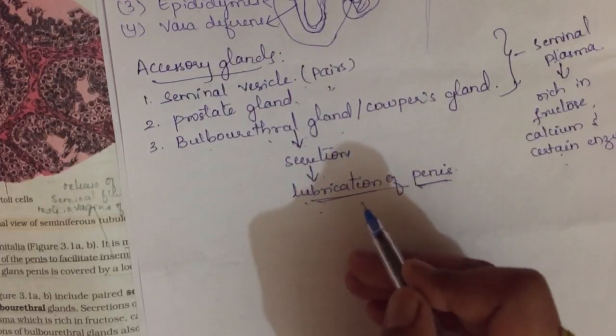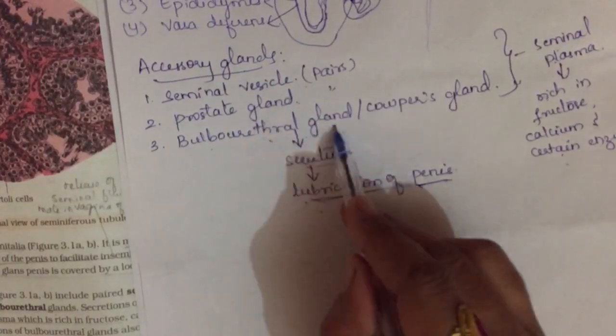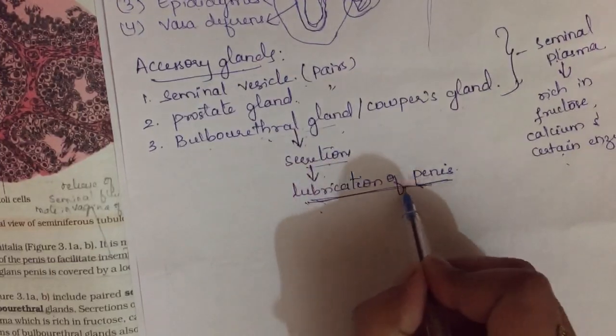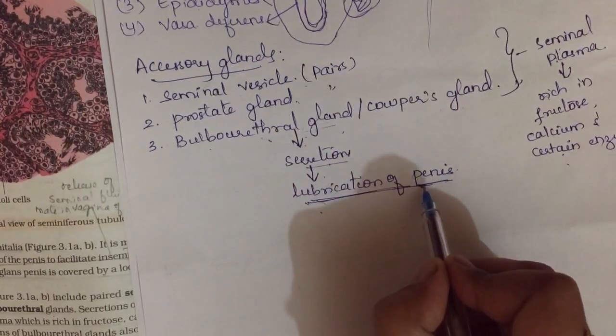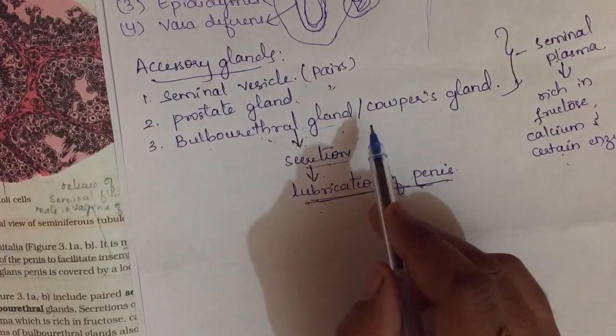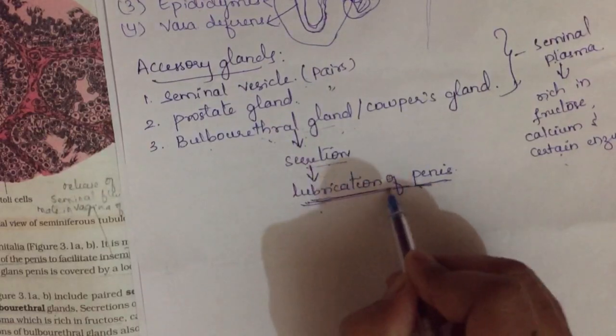But here we are not talking about oil and grease. Here we are talking about the secretion which is secreted by the bulbourethral gland. Why is it secreting this? So that easy movement of the penis can take place in the vagina of the female. For that reason the bulbourethral gland secretes a chemical which is helpful for lubrication of the penis.